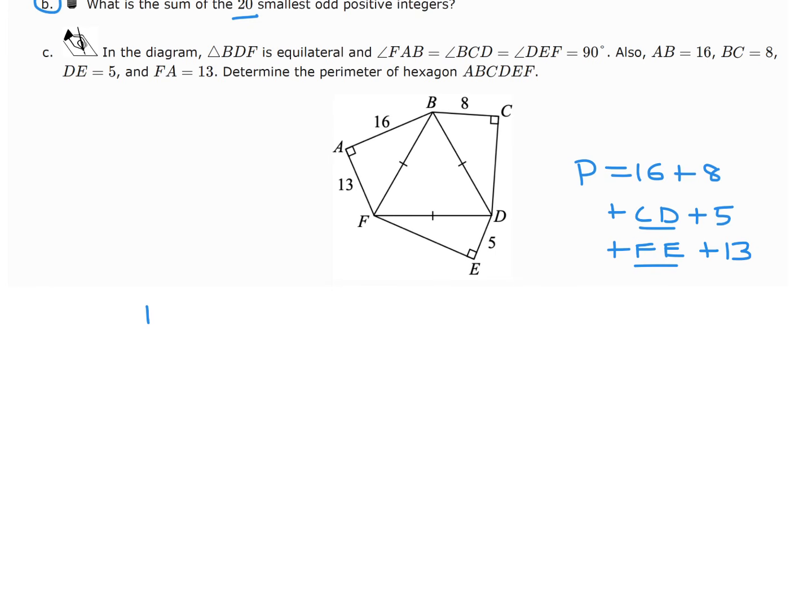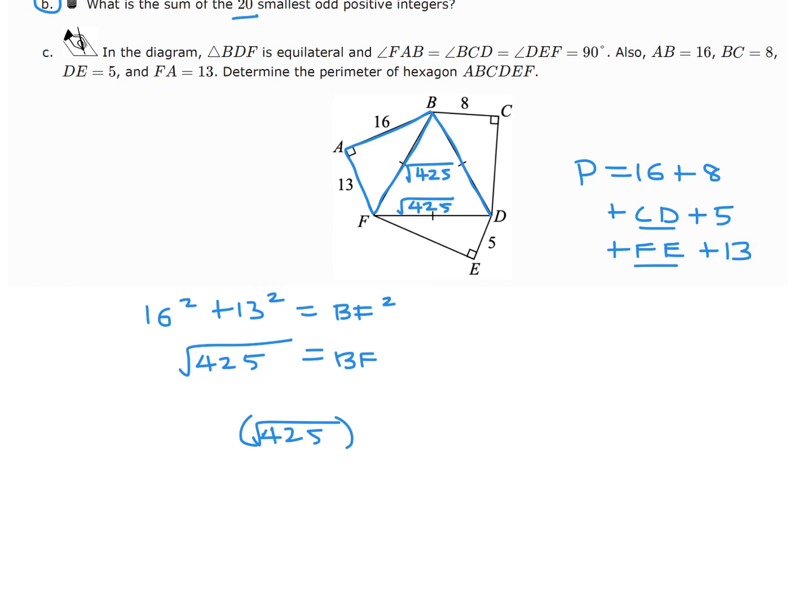So the first thing I'm going to do is concentrate on this triangle right here. And with that, we get 16 squared plus 13 squared is equal to BF squared. And you can easily figure out that BF is equal to the root of 425. So since that's equilateral, that means this is also the root of 425, and this is also the root of 425. This BD side, this side right here. Okay, that allows us to figure out CD. So we have the root of 425 squared is equal to 8 squared plus CD squared. And when we figure this out, we get CD is equal to 19.